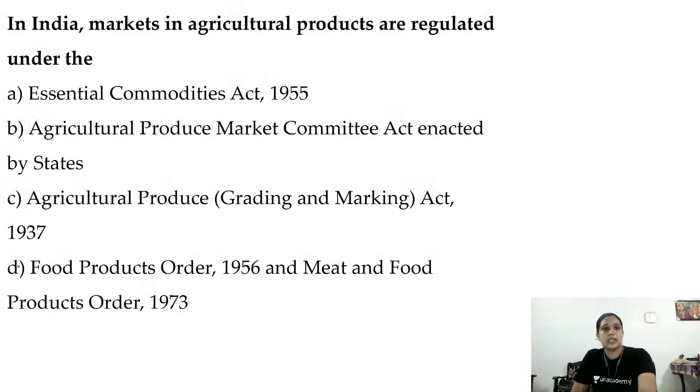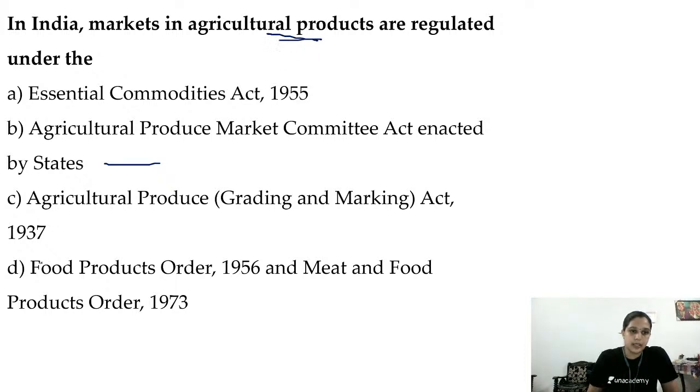In India, markets in agricultural products are regulated under which act? The options are the Essential Commodities Act of 1955, the Agricultural Produce Markets Committee Act enacted by states, the Agricultural Produce Grading and Marketing Act, the Food Products Order 1956, and the Meat and Food Products Act. We're talking about agricultural products, so I'm eliminating the Food Products Order. And then Agricultural Produce Grading and Marketing.